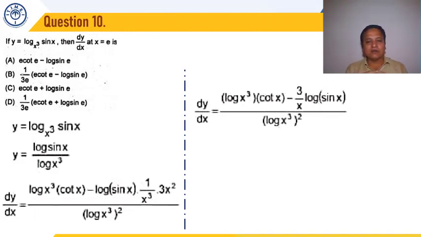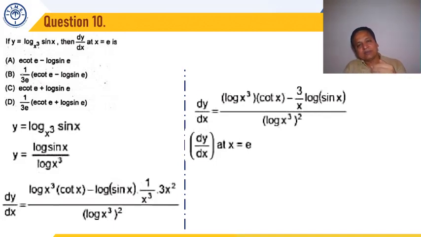Now we have to find the value at x equal to e also. So we have to find the value of the differentiation at x equal to e. We substitute e in place of x. One thing is for sure, log e to the base e is 1. So log x cube is actually 3 log x. So we put x equal to e.